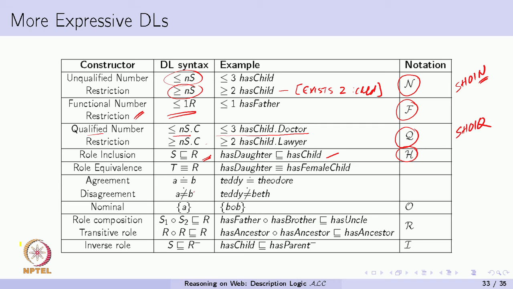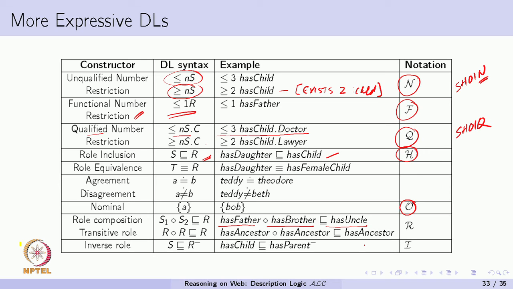We can talk about whether two individuals are the same or different, which is agreement or disagreement. Teddy is not the same as Theodore, or something like that, or Teddy is Theodore and Teddy is not Beth, and so on. We can define classes using a nominal, which uses the letter O, which you can see is appearing both in SHOIN and SHOIQ. Then you can have role composition essentially. So, for example, as you can see, has father composed with has brother gives you a role of has uncle essentially. So, here we are talking about role composition.